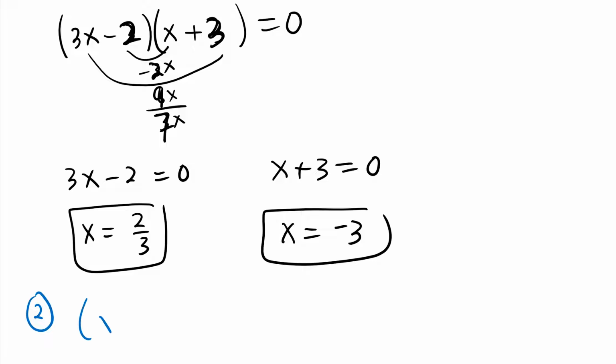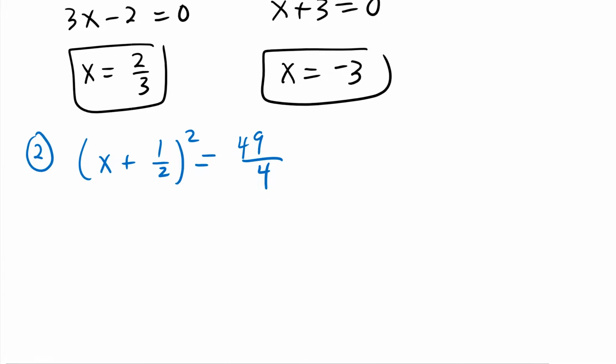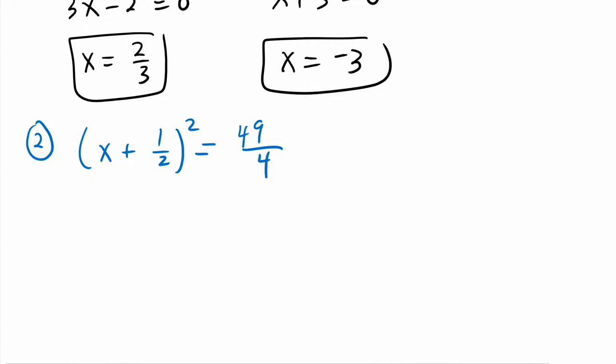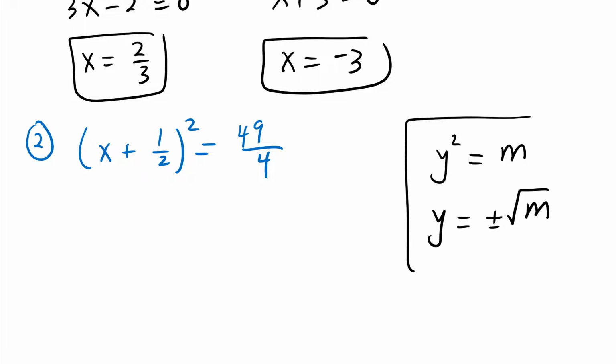Another equation, (x plus 1/2) squared equals 49 over 4. How are we going to solve such an equation? Let me recall a property called the square root property. The square root property says if y squared equals a number m, then y is plus or minus the square root of m. Important property.